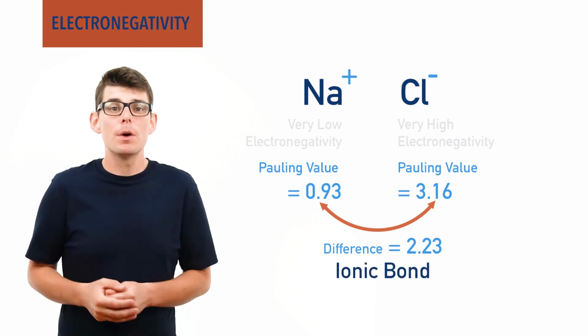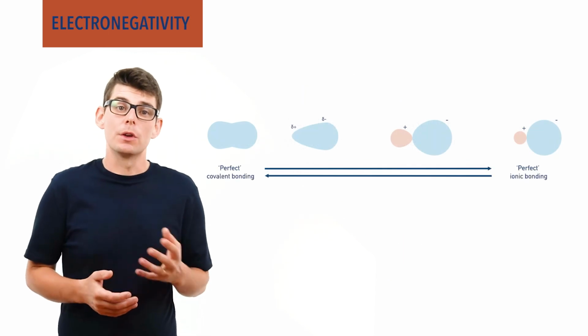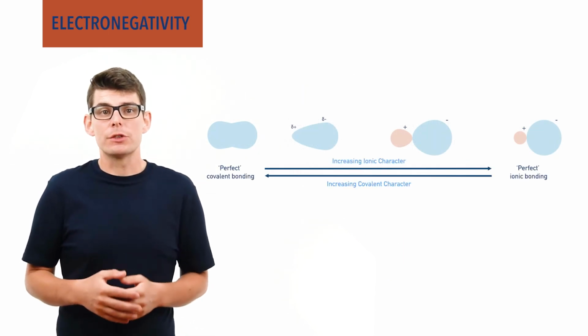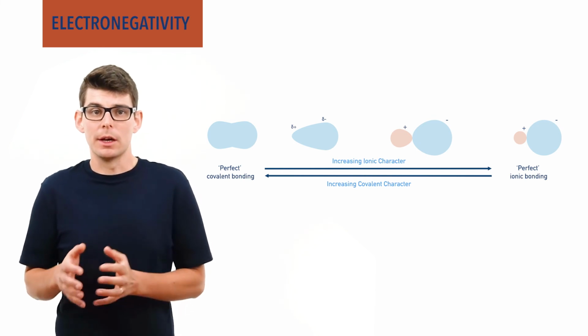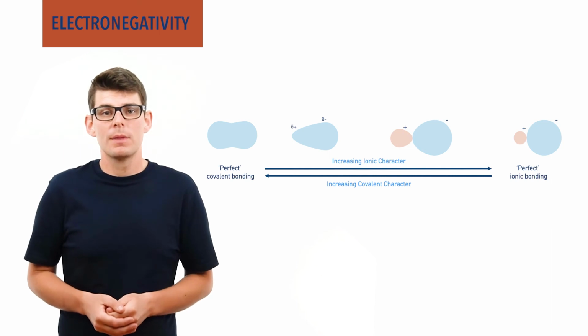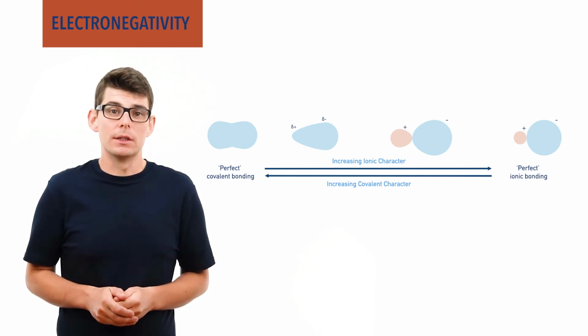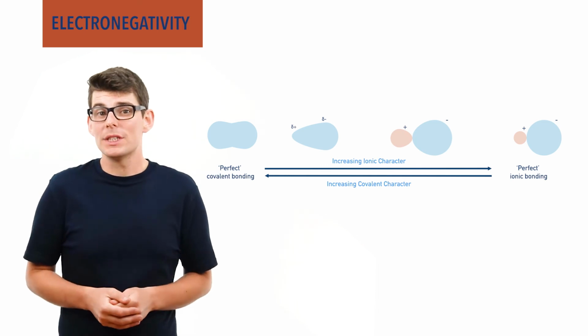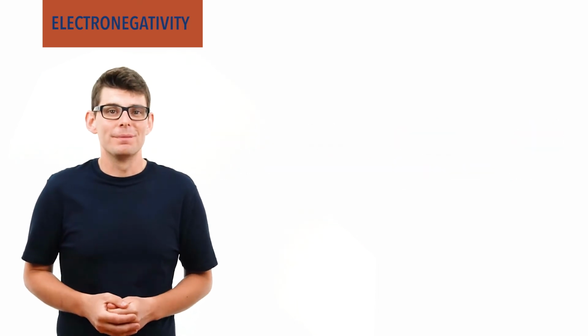In reality, most bonding lies somewhere between covalent and ionic, with ionic and covalent character describing how much a covalent bond is like an ionic bond and how much an ionic bond is like a covalent bond. This is usually for more advanced study in the course and is beyond the scope of this video. It has been outlined in more detail at chemistrystudent.com.